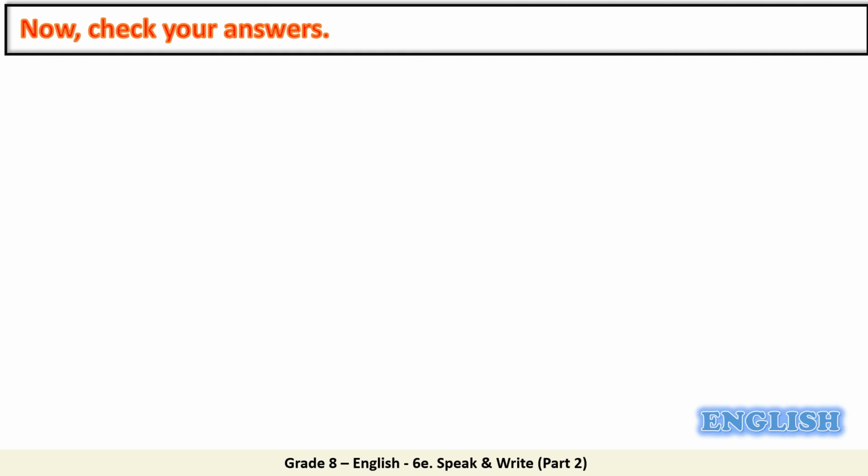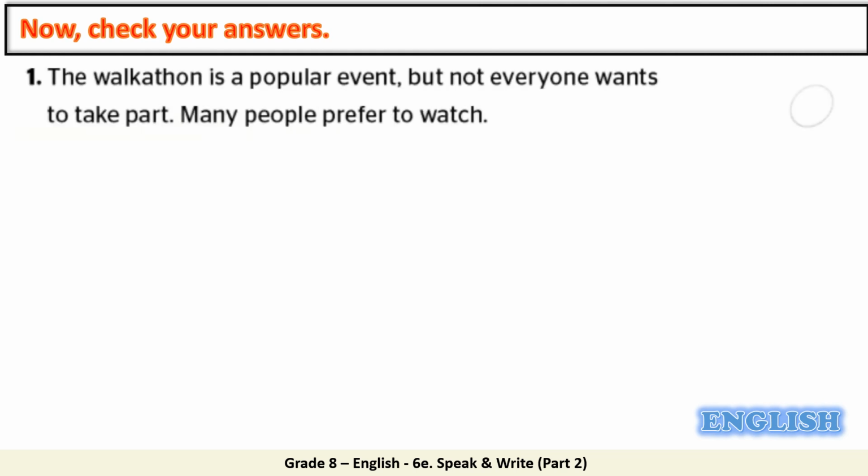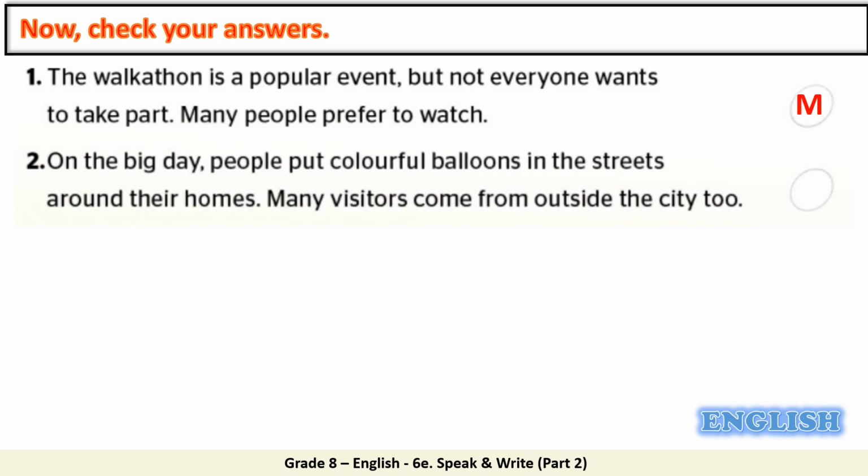Now, it's time to check your answers. Let's start with 1. The walkathon is a popular event, but not everyone wants to take part. Many people prefer to watch. Which part do these sentences belong to? Well done. They belong to the main part. Let's move to 2. On the big day, people put colorful balloons in the streets around their homes. Many visitors come from outside the city too. So which part do these sentences belong to? Well done, my students. They belong to the main part too.